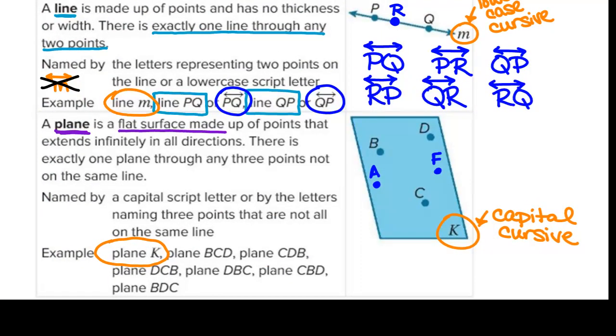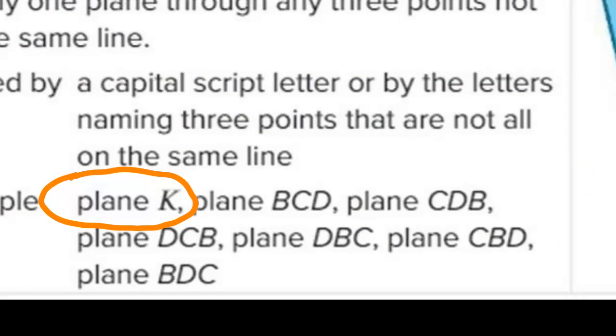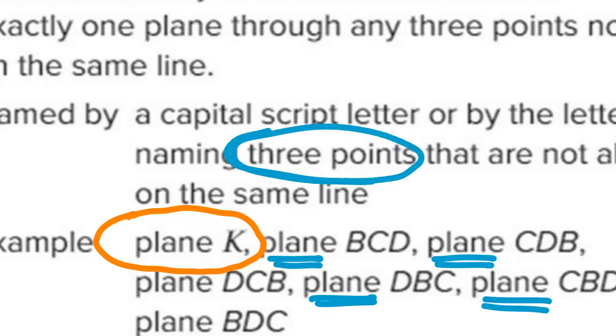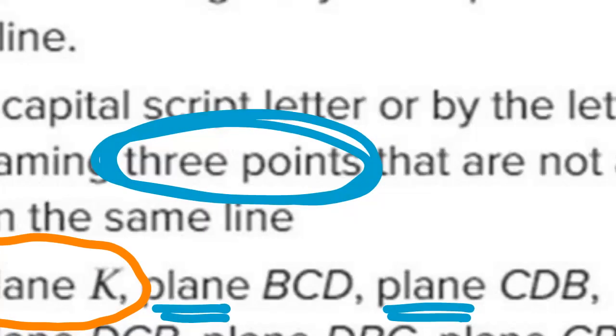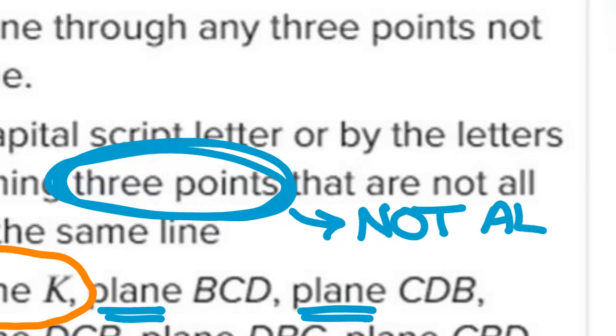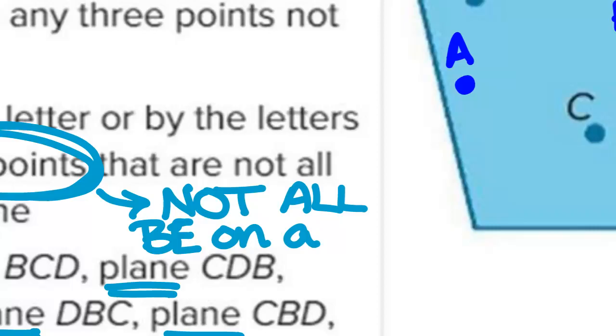So when we go to name planes, we have to write the word plane out each time. There is no shortcut on that one. You have to write the whole word plane. And then we have 3 points. 2 points for a line, 3 points for a plane. And those 3 points cannot all be on the same line.